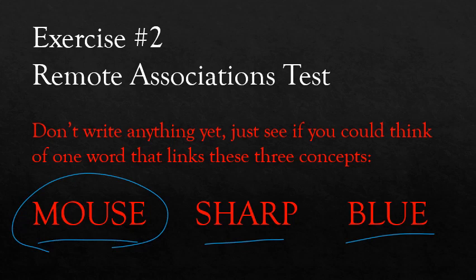I think of mouse and I immediately think of cats because they tend to go together. Or I think of mouse and I immediately think of trap, because mousetrap was what we talked about last class. Or I think of mouse and I think of cheese, because mice are always eating cheese in cartoons.